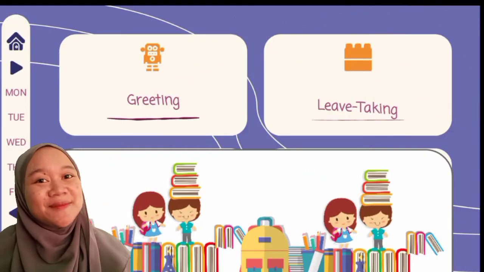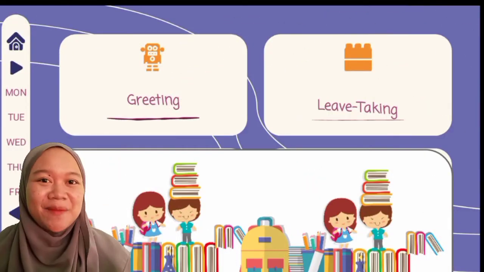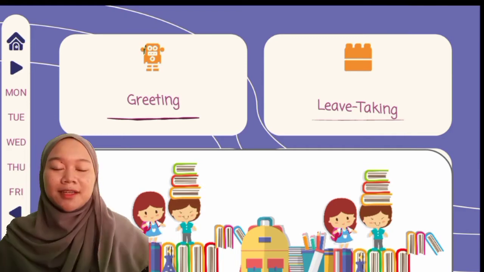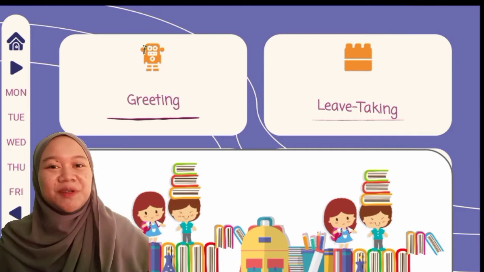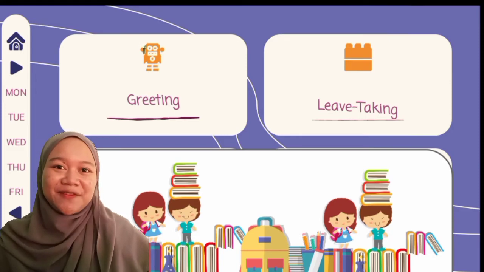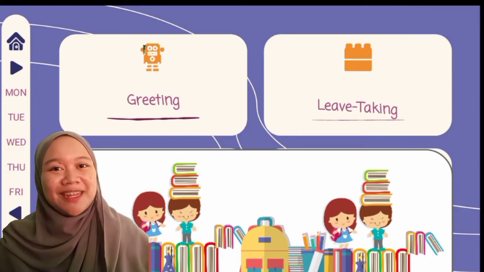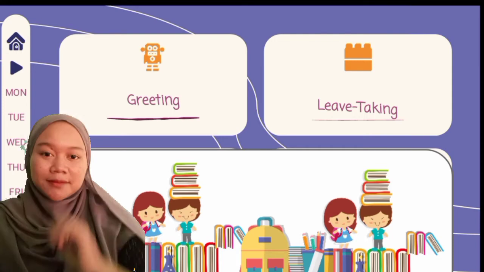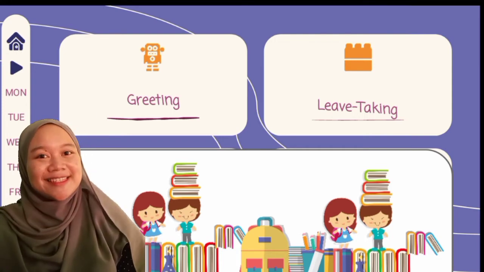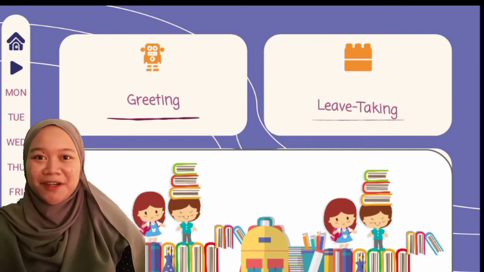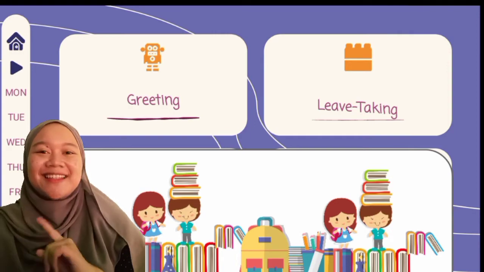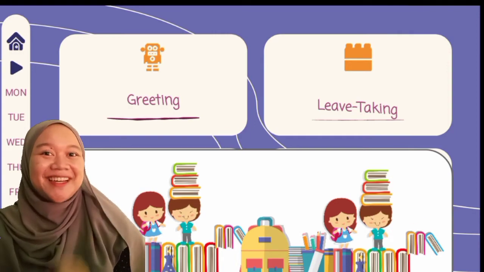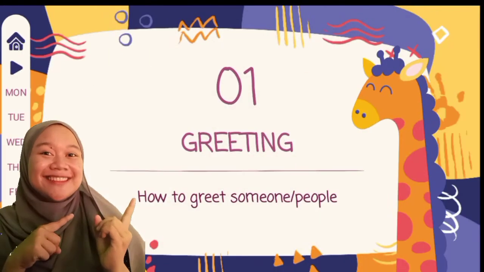Okay students, let's move to our material today. Our material today is greeting and leave taking. Okay students, what comes to your mind when you hear the words greeting and leave taking? I'll give you 1 minute to think about that. You got it students? If not, we will learn it today, so don't be scared. Okay, let's move to the next.